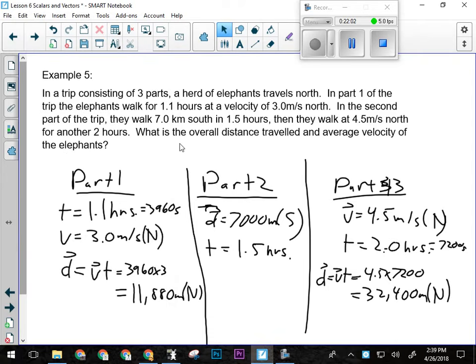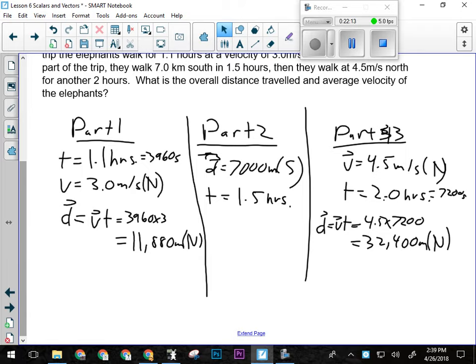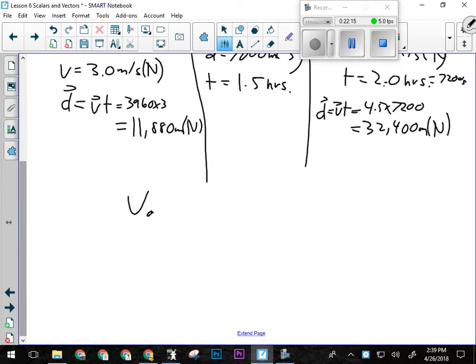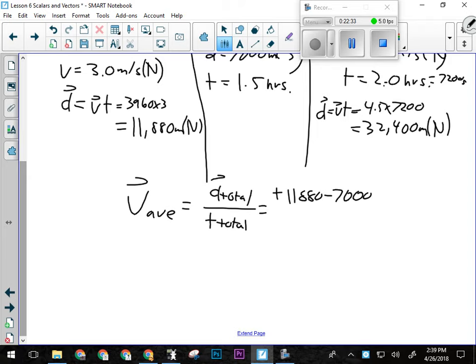All right, the second part is it wants to know the average velocity of the elephants. Do I want distance or displacement to calculate that? Displacement. All right, so now direction matters. Okay, so for this last part, average velocity is going to be the total displacement divided by the total time. Okay, so that's going to mean positive 11,880. I'm going to make north positive. Okay, minus 7,000 because that was south.